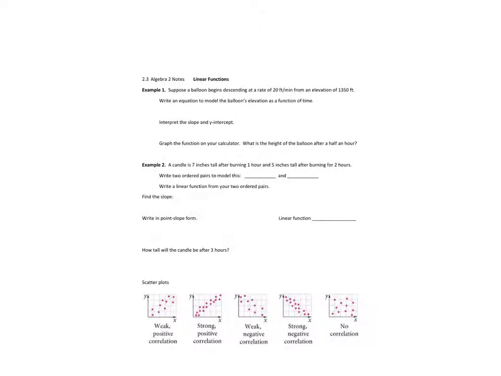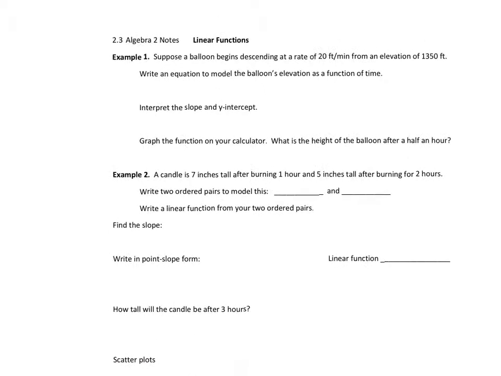This section is about applications of linear functions. So suppose a balloon's descending at a rate of 20 feet per minute from an elevation of 1350 feet. Write an equation to model the balloon's elevation as a function of time. So I have a starting amount. This would be my b, and my slope, since it's descending, would be negative 20.